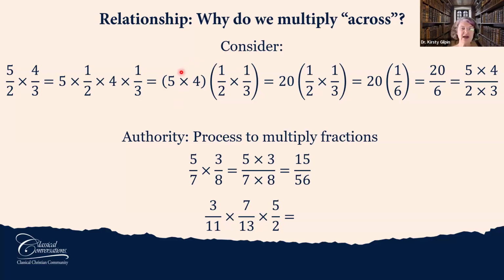So notice 5 times 4, those are my numerators. They become 20. Now I have to deal with my 1/2 of 1/3. That's where it becomes 1/6. And so now when I put that back together, I get 20/6, which is 5 times 4 over 2 times 3. So that's why it works mathematically, because I can pull things apart to multiply them this way in order to see my new unit.